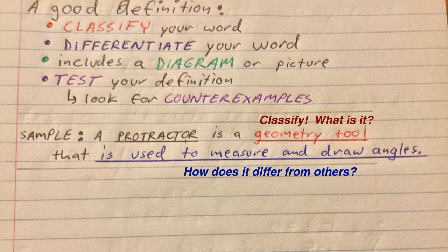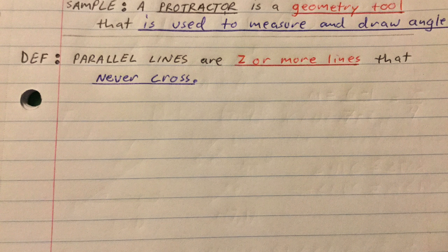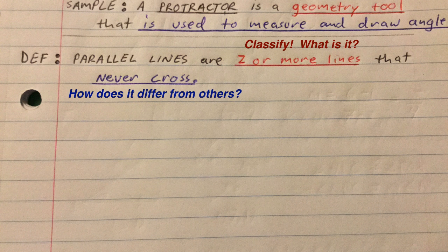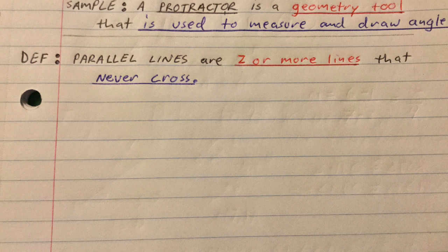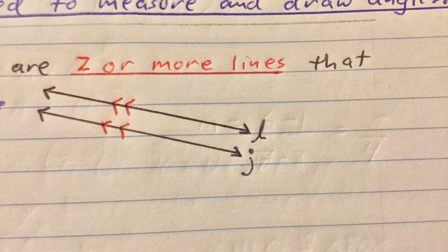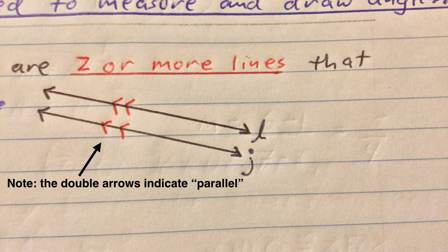Let's take a look at another word. Parallel. Right? Parallel lines are 2 or more lines that never cross each other. I think it's worth your while to include a picture with this one. So draw 2 parallel lines. Please note that those double arrows indicate that the 2 lines are indeed parallel to each other. So on your picture, you can include the double arrows.